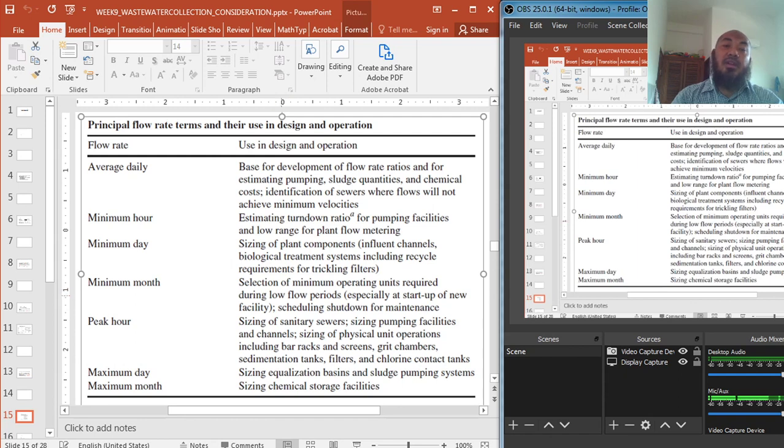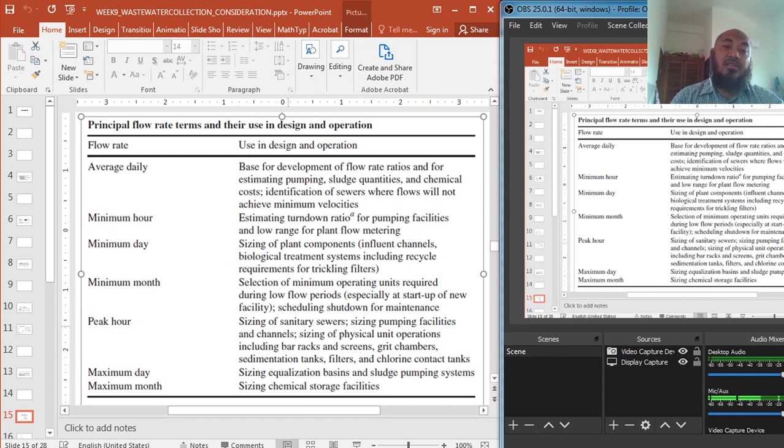Okay, so this is for the operation. This is the parameter that we select in order to operate, like the minimum flow rate for the operation during the low flow period. It includes the shutdown for maintenance of very low flow, we can shut down for maintenance, etc. So peak hour, how about peak hour?